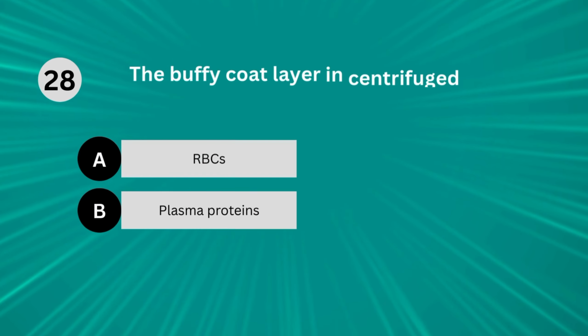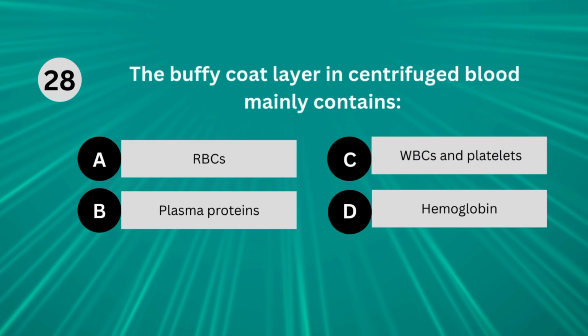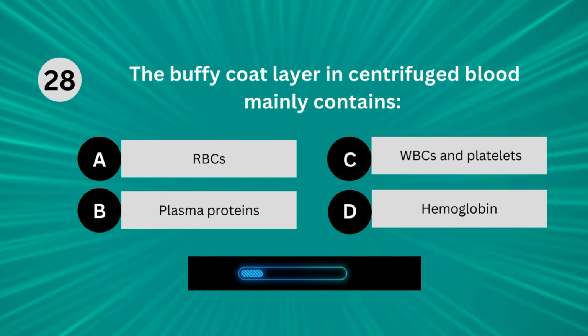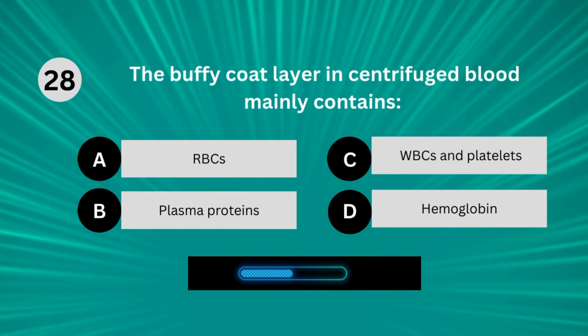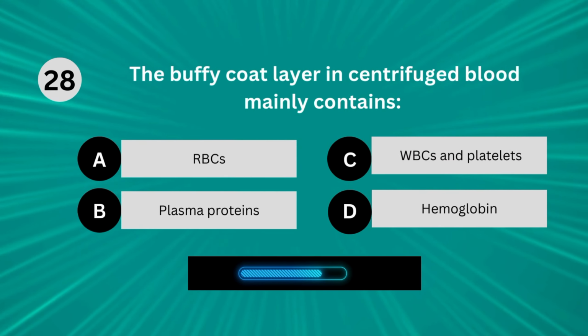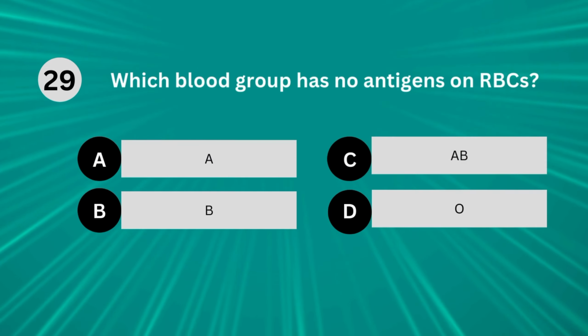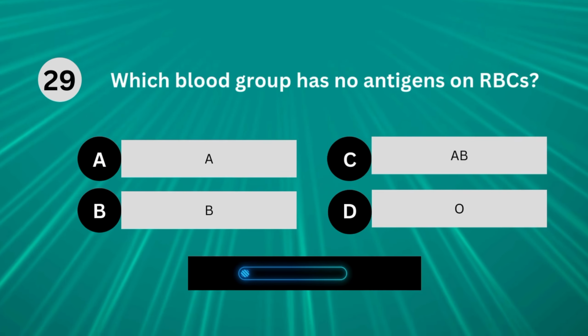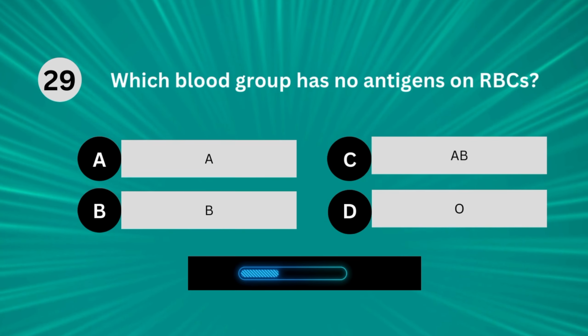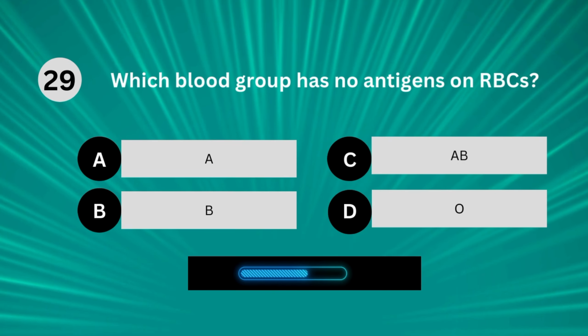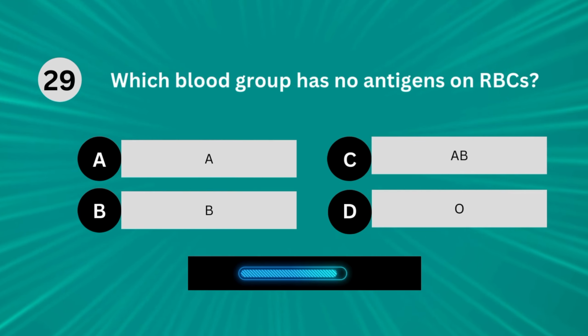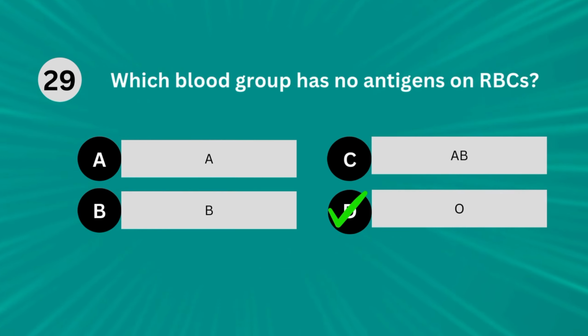The buffy coat layer in centrifuged blood mainly contains WBC and platelets. Which blood group has no antigens on RBCs? O blood group.